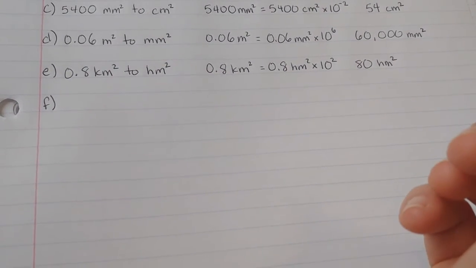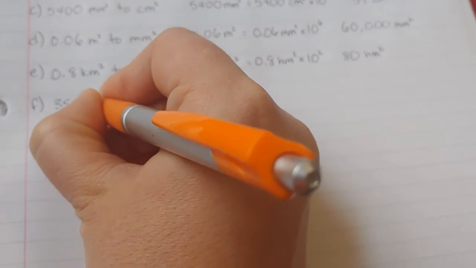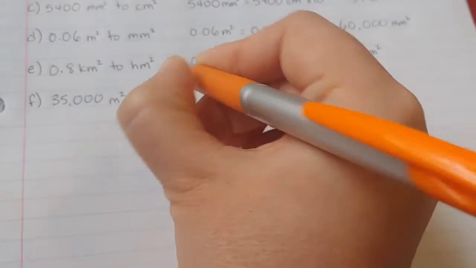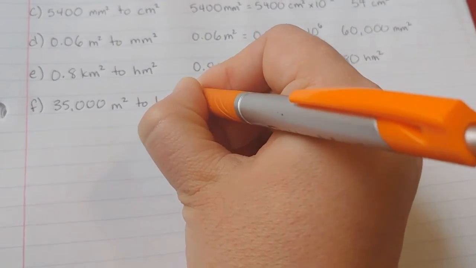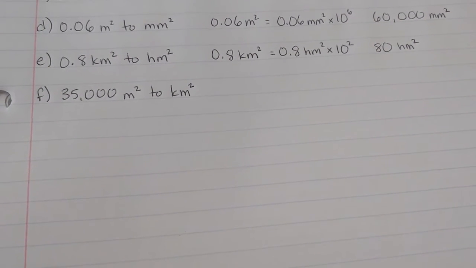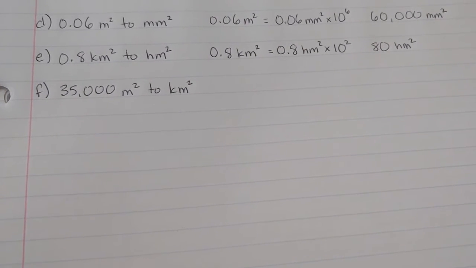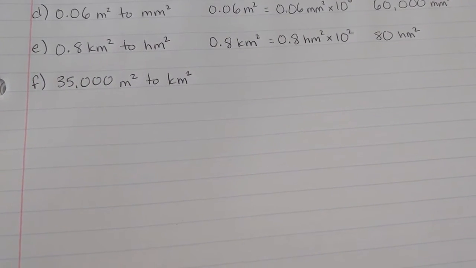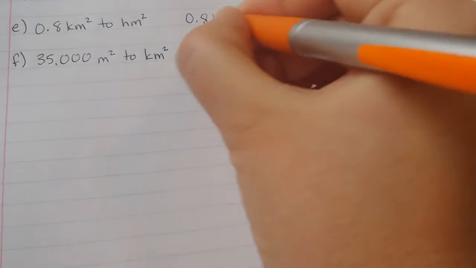Last part of question 1, part F. I am being asked to take 35,000 square meters and convert them to square kilometers. So, because 1 kilometer is 1 meter times 10 to the 3rd, 1 meter is 1 kilometer times 10 to the negative 3rd.